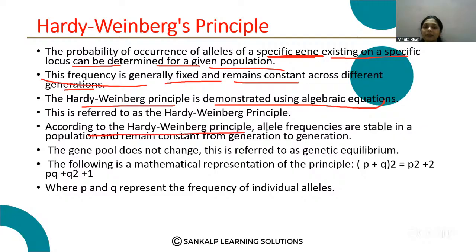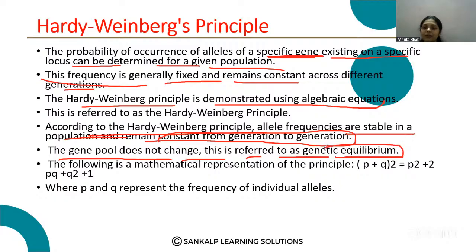According to the Hardy-Weinberg principle, allele frequencies are stable in a population and remain constant from generation to generation. Then the gene pool does not change. This is referred to as genetic equilibrium.